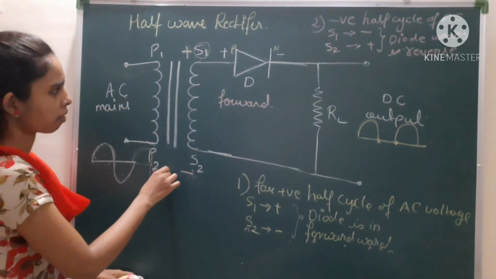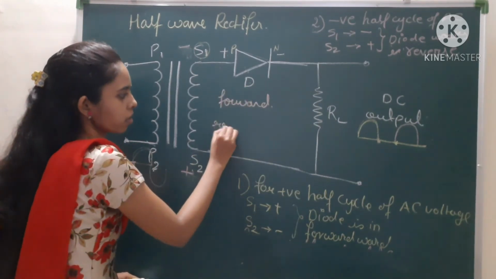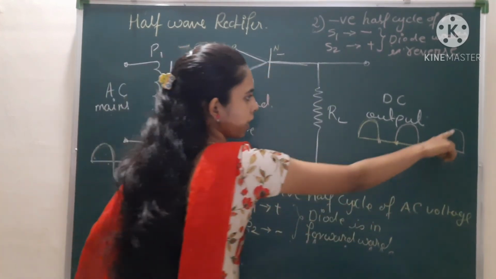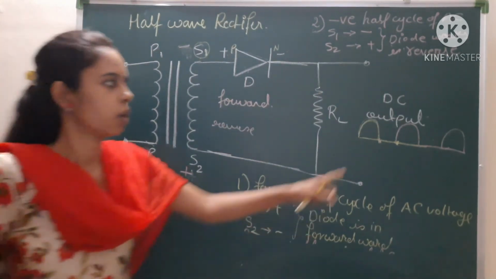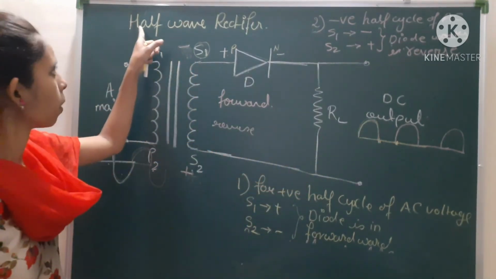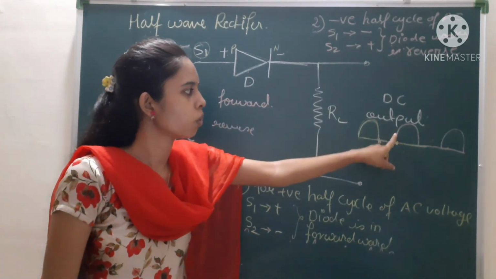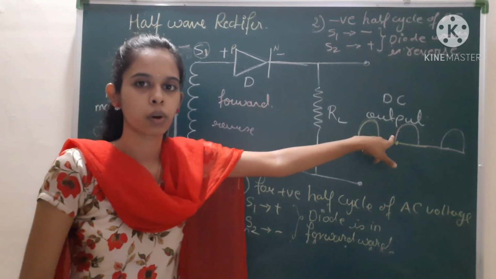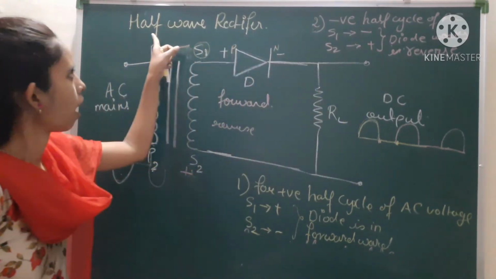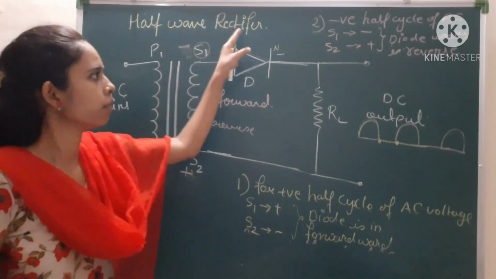Again for the next negative half cycle, this will become negative and this will become positive. Therefore this will act as reverse bias, and you will get no cycle. Again for the positive cycle, you will get a cycle over here. This is called DC output. But here you have got half wave only. In the negative half cycle, there is no waveform over here. So this output is called a half wave rectifier. This is all about the half wave rectifier.